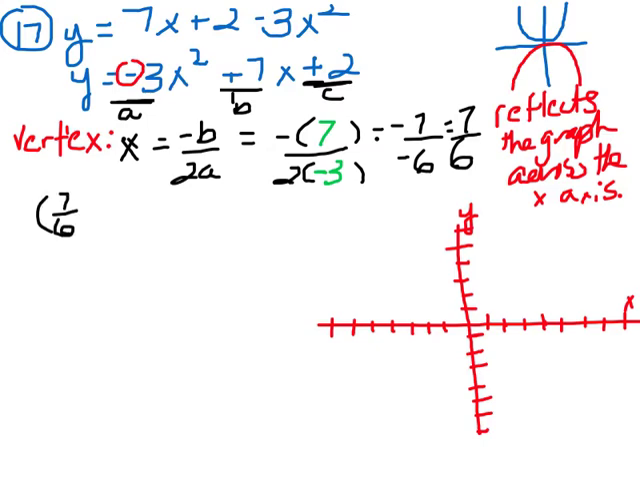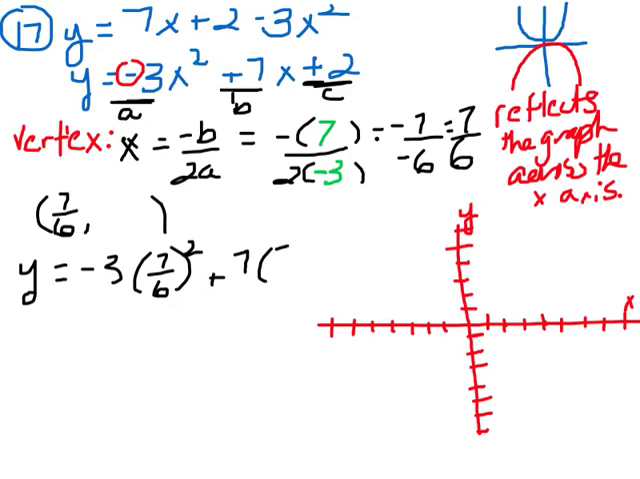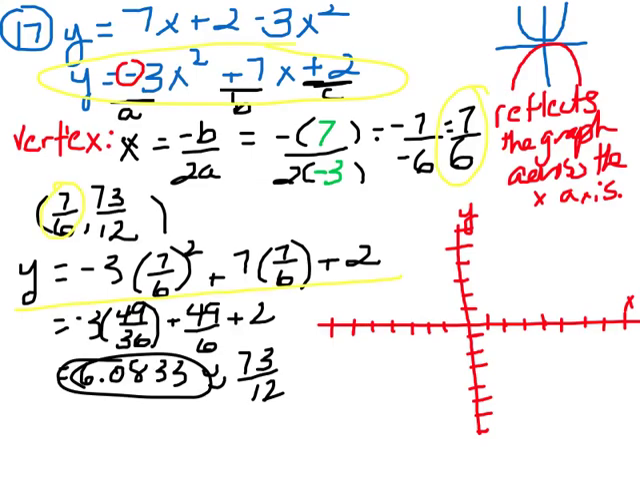How am I going to find my y-coordinate? How do you find a y that goes with an x if you got an equation? Don't you plug the x in and then you can get the y that goes with it? Isn't that what we usually do, if I have an x and I plug it in, I get the y out, right? Okay, just making sure. All right, so y is negative 3 x squared, that's going to be 7 over 6 squared, plus 7 times 7 over 6, because x is 7 over 6, plus 2. Okay, so I have my vertex.